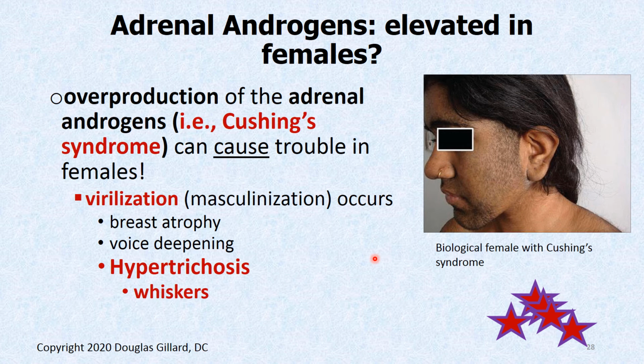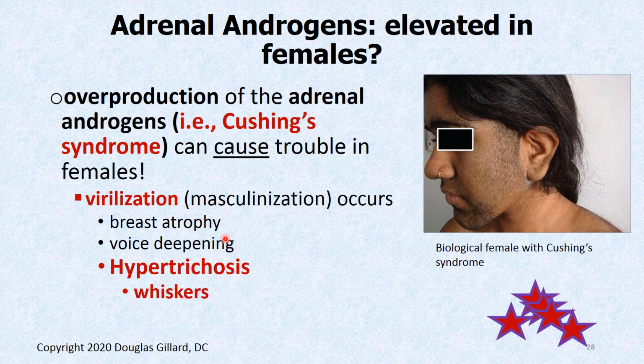So what happens to them if they have too much adrenal androgens? Well, they start to take on male characteristics because the excess androstenedione drives the ovaries to make too much testosterone from that, and they might as well be taking shots of testosterone. And you can see here's a female with Cushing's syndrome, and she's got a pretty good beard going on here, pretty good whiskers. So that's called virilization. They become masculine or male-like.